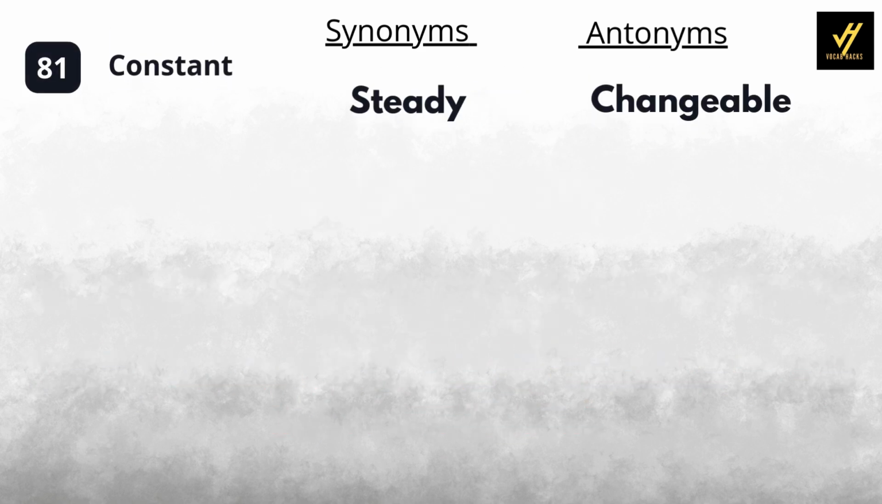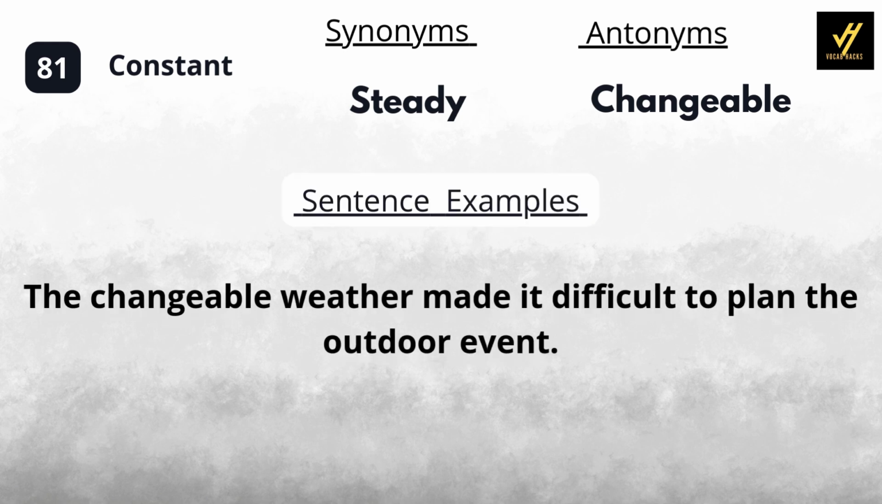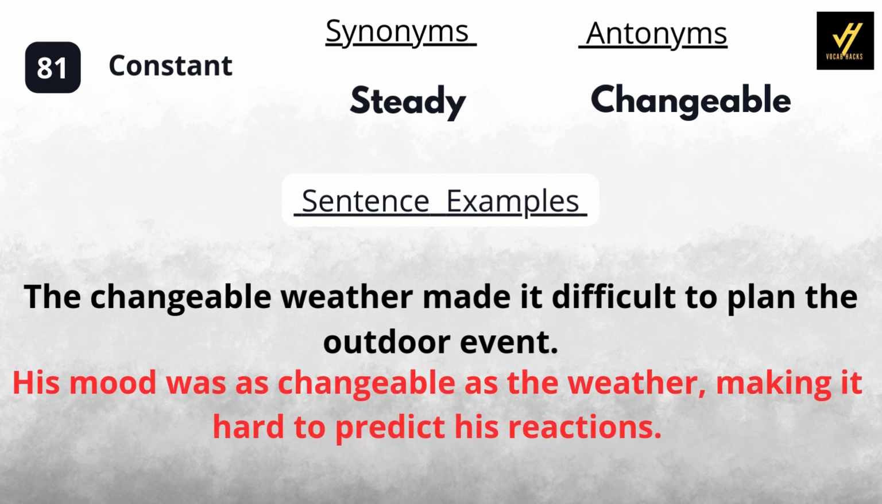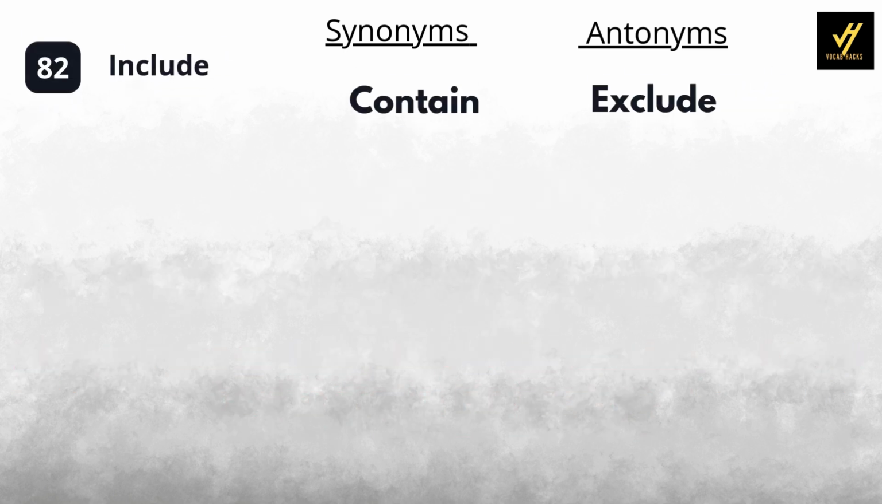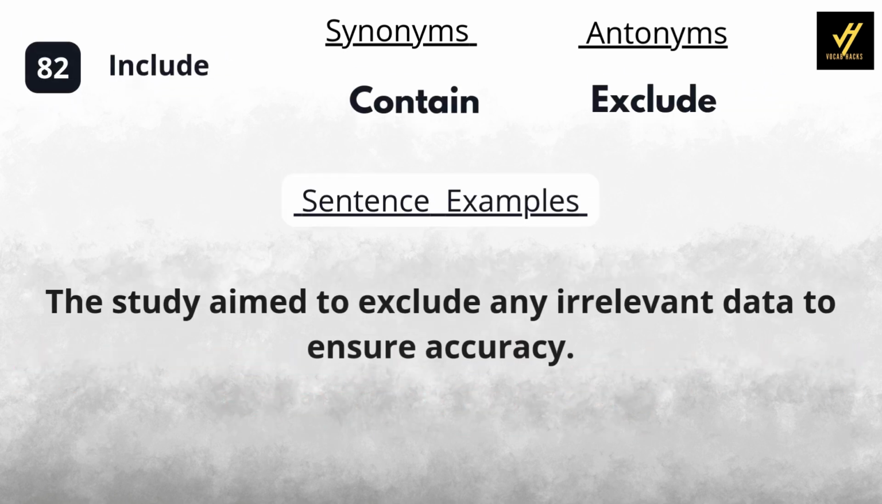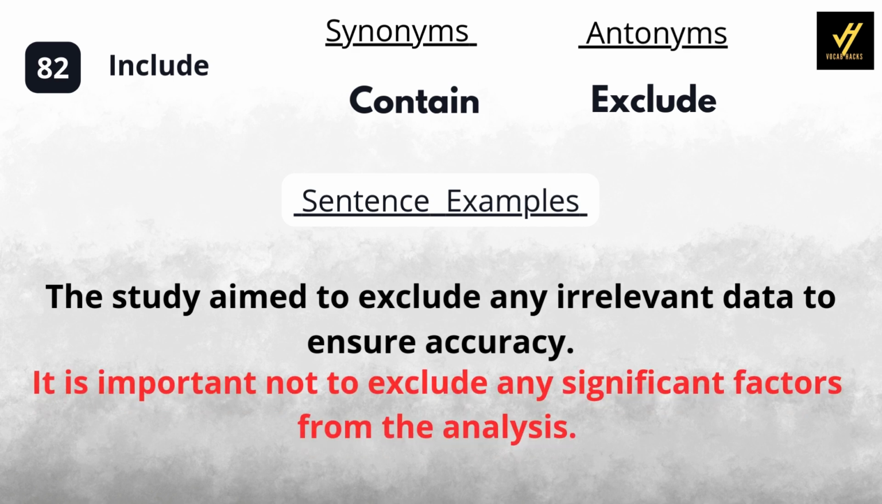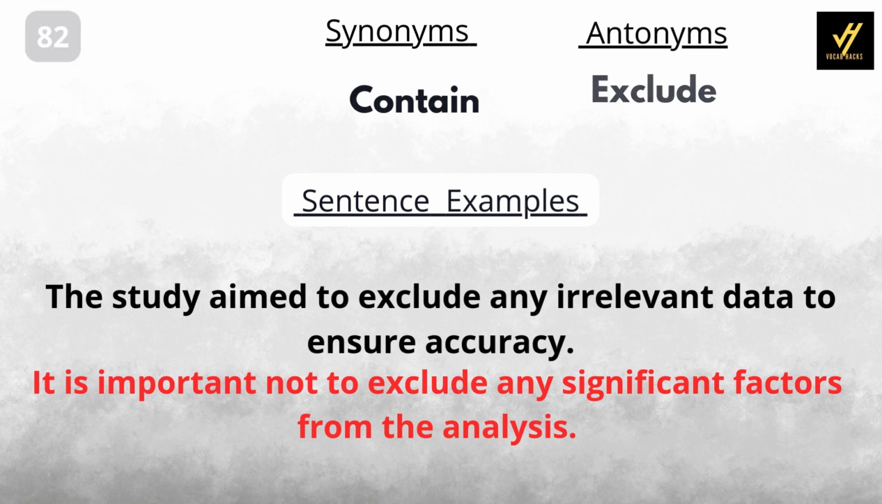Constant, steady, changeable. The changeable weather made it difficult to plan the outdoor event. His mood was as changeable as the weather, making it hard to predict his reactions. Include, contain, exclude. The study aimed to exclude any irrelevant data to ensure accuracy. It is important not to exclude any significant factors from the analysis.